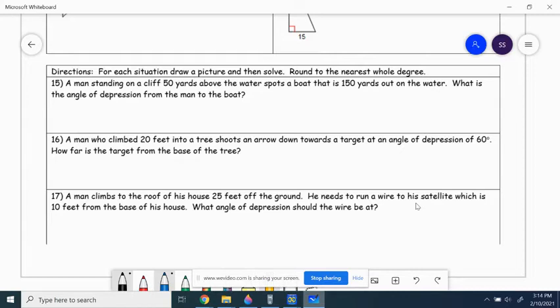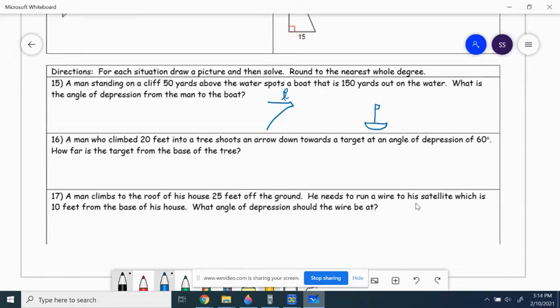So number 15: a man standing on a cliff 50 yards above the water spots a boat that is 150 yards out of the water. What is the angle of depression from the man to the boat? Okay, so let's draw a picture here. Here's my cliff, here's my man, and there's the boat.